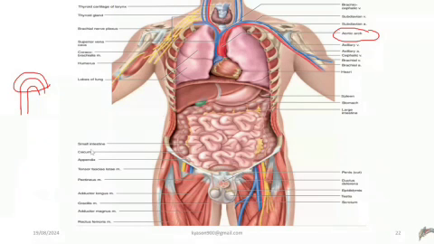Okay, let's hear from Elizabeth Ruth. The gallbladder is medial to the right lobe of the liver.